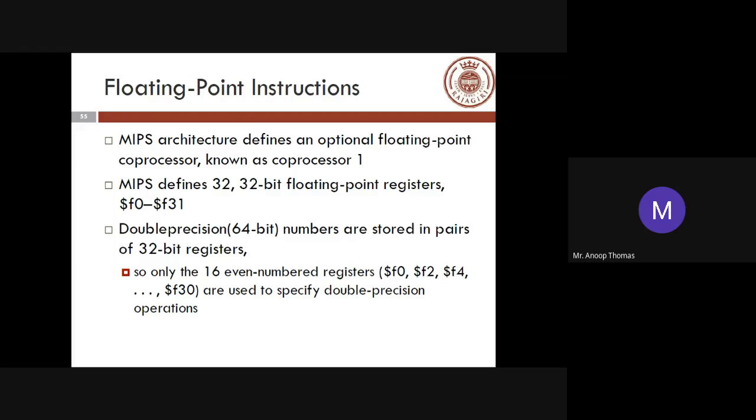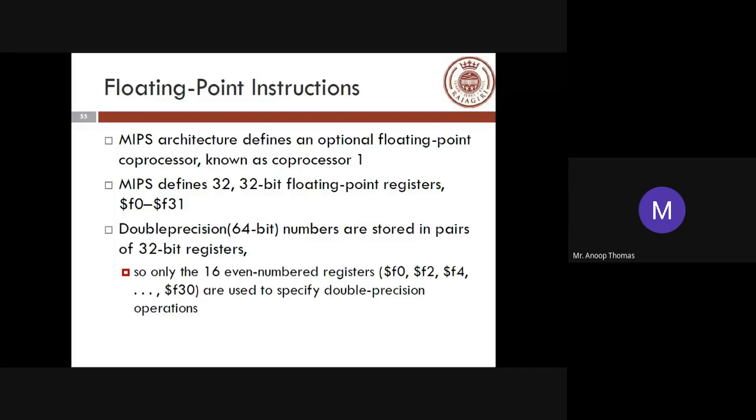Single precision uses 32 bits for representing the number. Double precision uses 64 bits to represent the particular number. So that's the difference in representation. And floating point numbers are supported with the help of a coprocessor called coprocessor 1. So it is not directly implemented with MIPS. It is supported using a coprocessor called coprocessor 1.